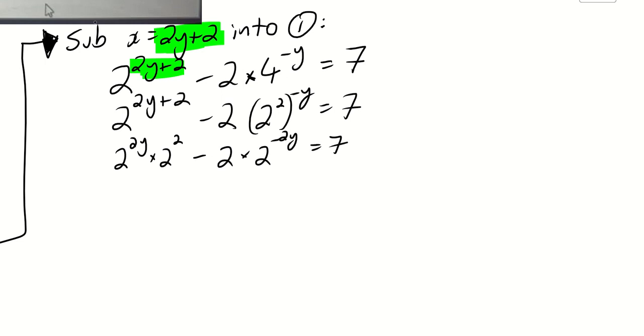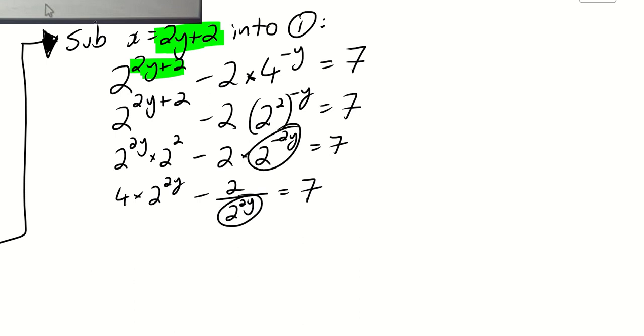Okay, so I'm doing a lot of work here. 2 squared is 4. And I'm just going to put the negative power on the denominator, just so I can think about how I'm going to solve this equation. So I don't like that negative 2y power, and I definitely don't like how it was on the bottom. So I'm going to multiply both sides of the equation by 2 to the power 2y, because I don't want that denominator. There's enough going on as it is.